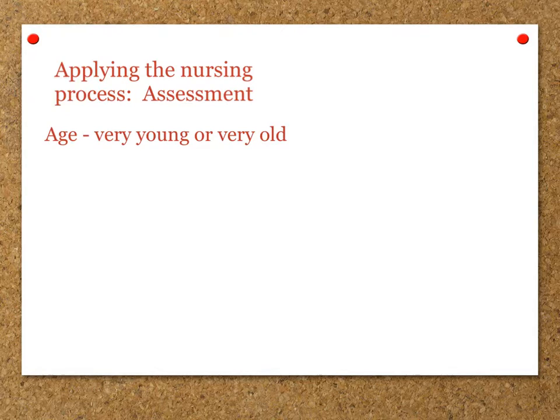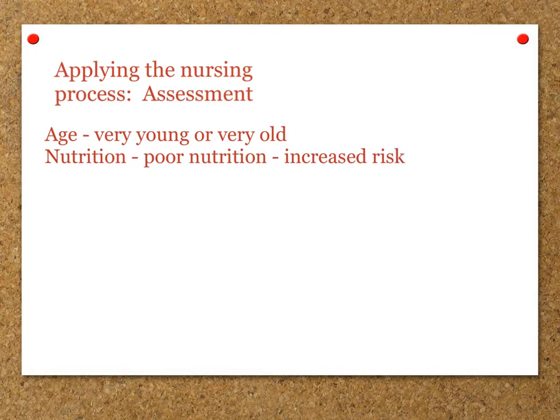Well, age, very young or very old. So your children under the age of 5 and your adults over the age of 65 are at risk, particularly if they're over the age of 80. But extremes of age do make a difference. We might have nutritional factors. If there's any kind of compromise in the nutrition, we have increased risk. Because the body needs all of those nutrients to make the components that fight invaders.